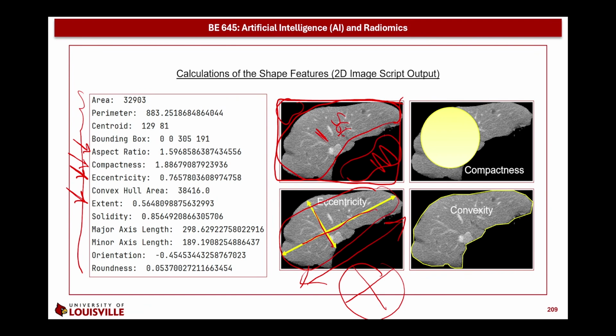And the orientation angle here is negative 0.45, which indicates the angle of the major axis compared to the x-axis is about 0.45, and the negative means it's counterclockwise. And finally, the roundness here confirms that the shape is not a perfect circle.